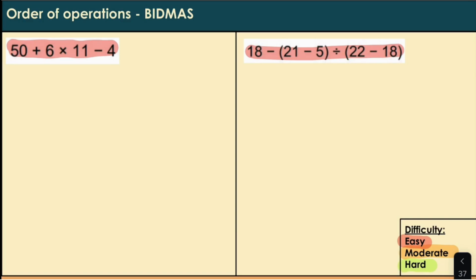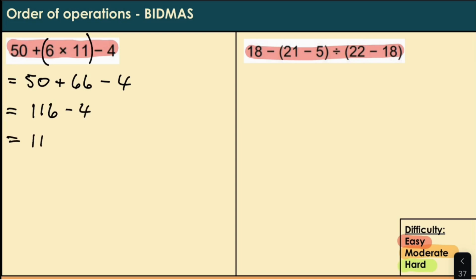So brackets, any brackets? No brackets. Indices, do I see any powers? No. Division? No division. Multiplication? Aha, I see a multiplication. 6 multiplied by 11, 66. Now, addition and subtraction, equally important. I simply work from left to right. And 112 is my solution.